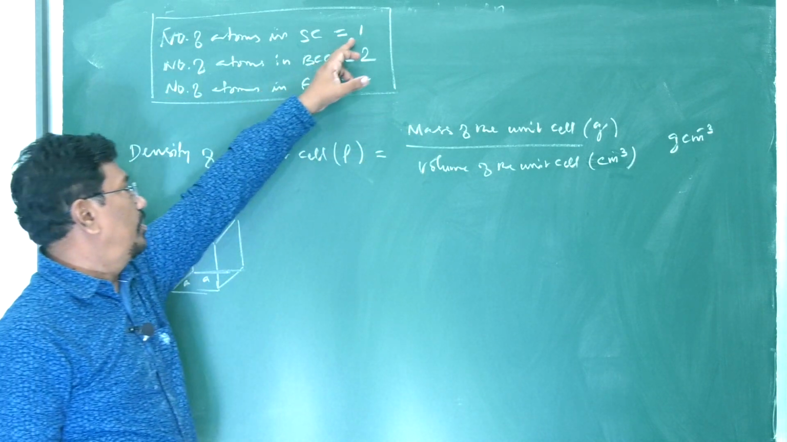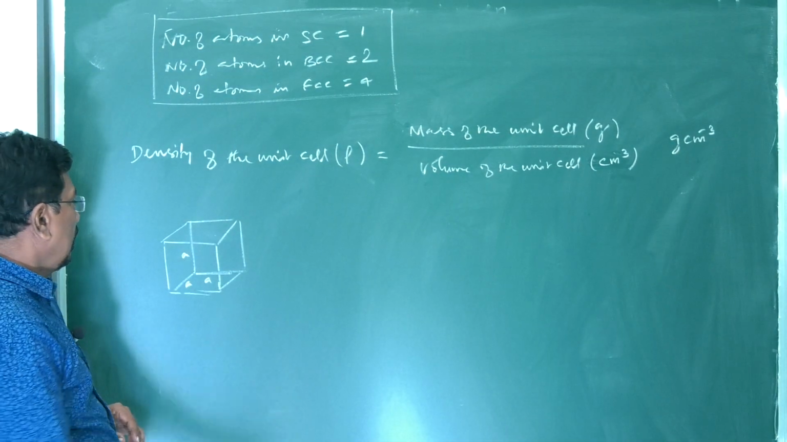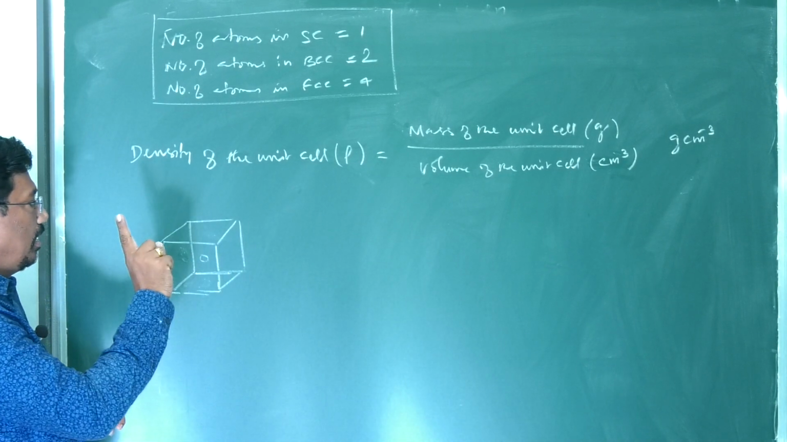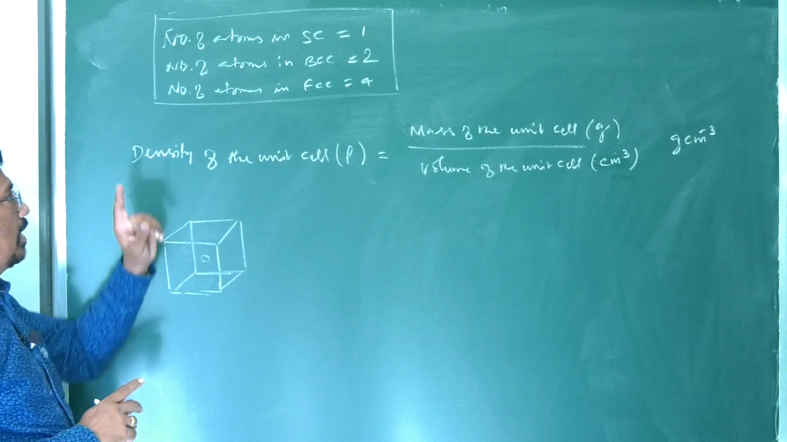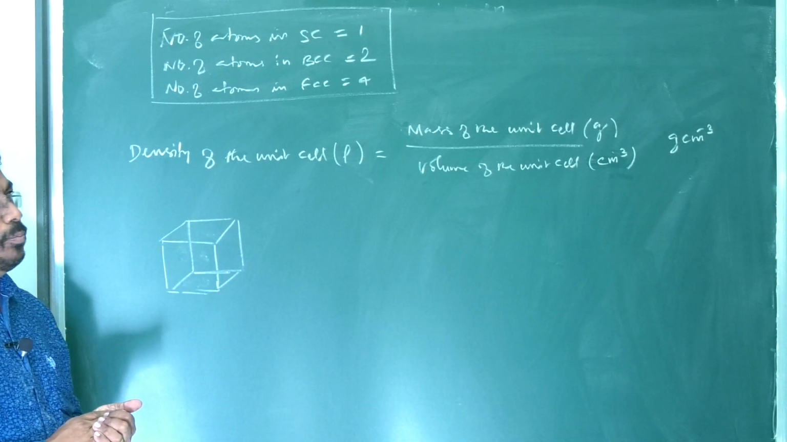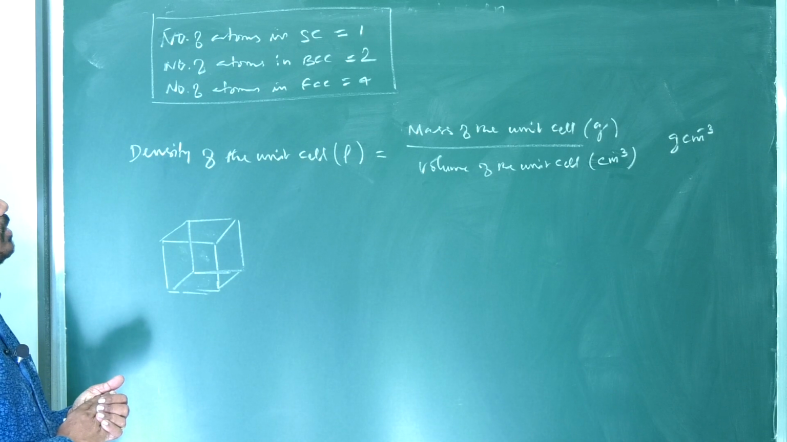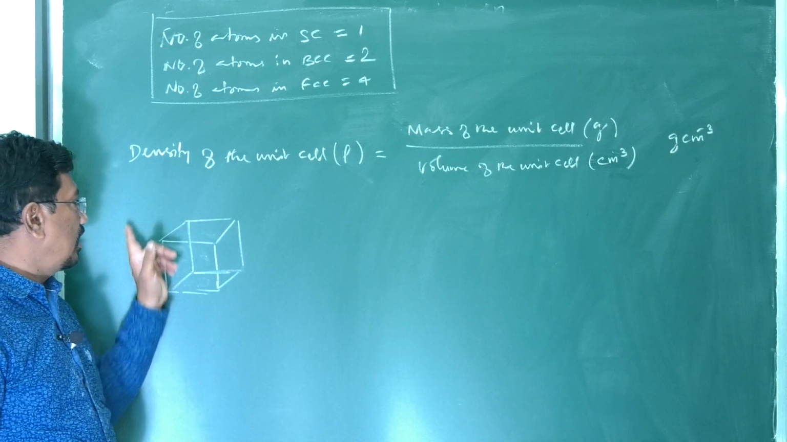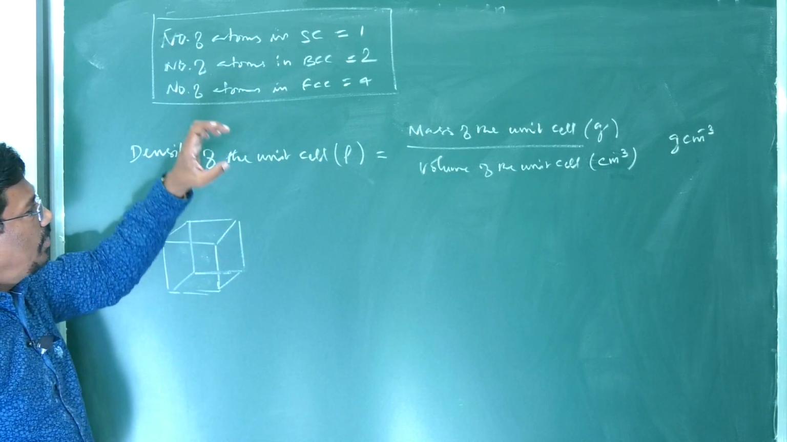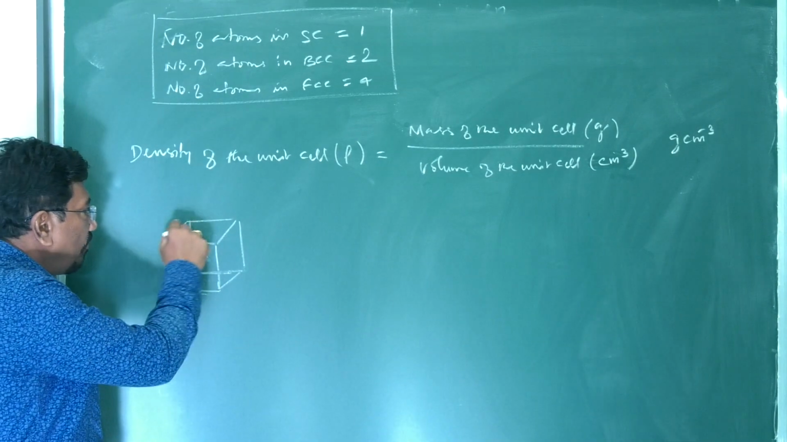Because the contribution of 8 corner atoms in SC, 1/8 into 8, is 1. In the case of BCC, along with corner atoms, 1 atom at the center, contribution by the middle center atom 1, 8 into 1/8, 1, so 2. In the case of face-centered, there are 6 faces for the cube. All the 6 faces contribute 1/2 to a particular unit cell. Therefore 6 into 1/2, 3. 3 plus 8 corner atoms, 1 into 1/8, 1, therefore 4. That we know already.